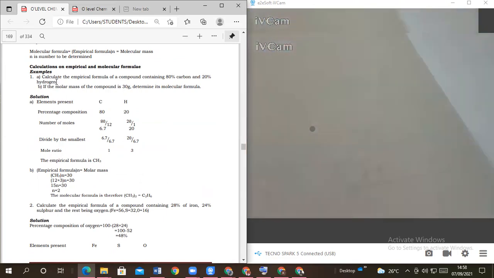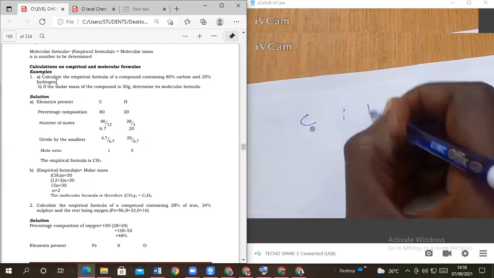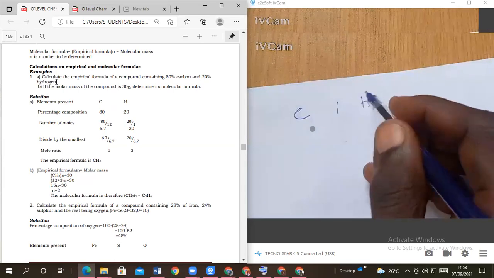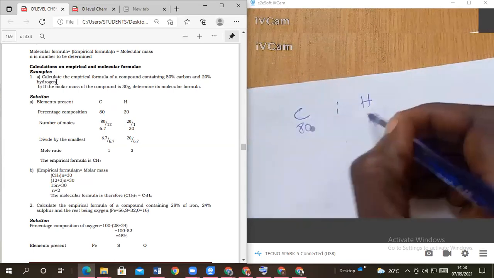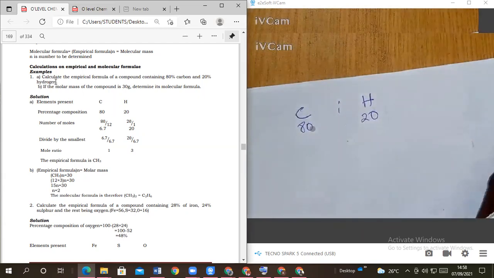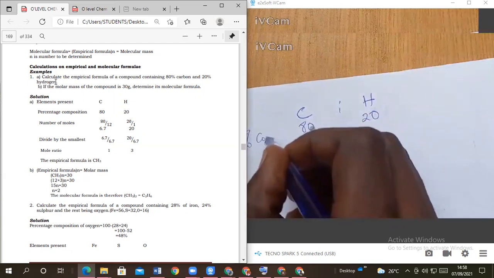This is carbon, this is hydrogen. What is the percentage composition? It is 80 to 20. So now this is the percentage composition.